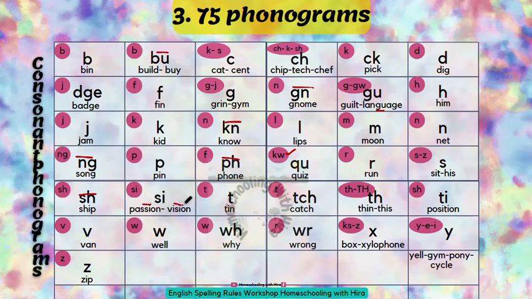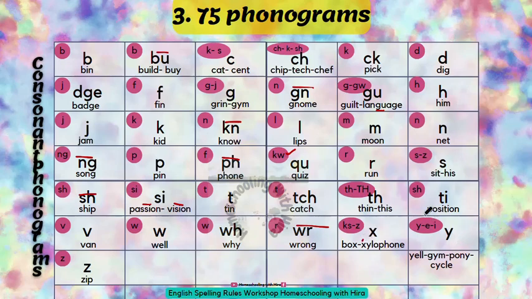Passion, vision. T says t, TCH. It's the ch sound. TH may say th and the, as in thin and this. TI, sh, as in position. V says v. W says wa. WH, wa. WR, W is silent, R will say the sound. X has many sounds. It depends on the place where it is, but two common sounds are x as in box and z as in xylophone.